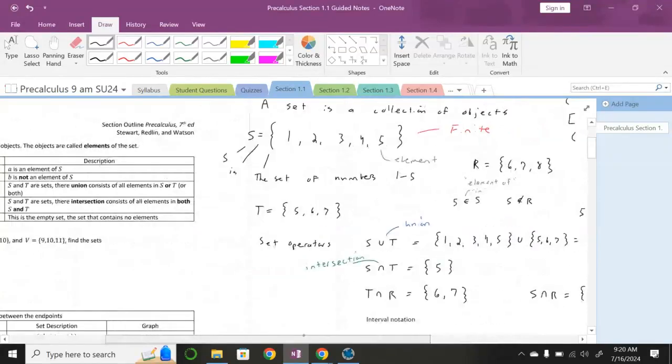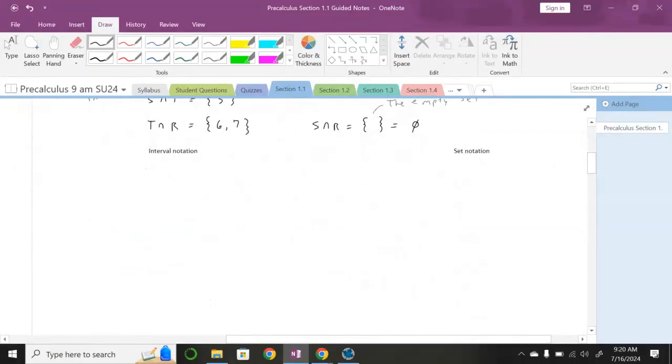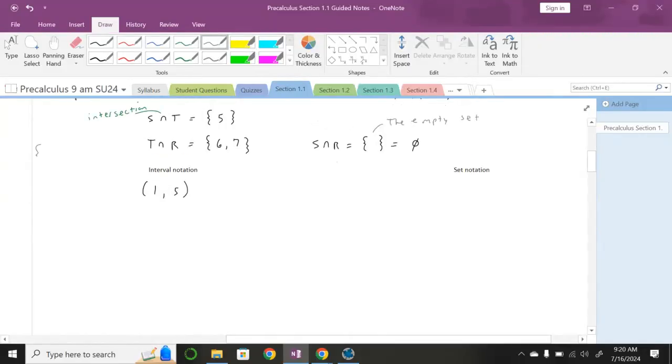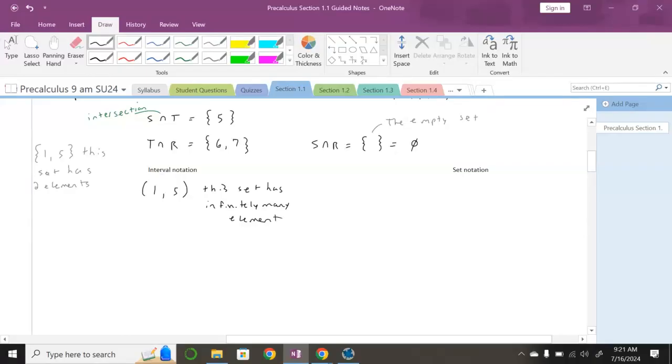So how do I want to do this? I have interval notation, set notation. Let's just do it down here. So what is the set? We don't have to call it anything. I'm not going to call it S, T, or R anymore. We'll just say, what does this mean? So if we have parentheses 1, 5. Okay. So over here in gray, let me put brace 1, 5. This set has how many elements? 2. Notice, very easily counted. This set has infinitely many elements. Yeah, 1 and 5, 1 and 5. So we call this one infinite.